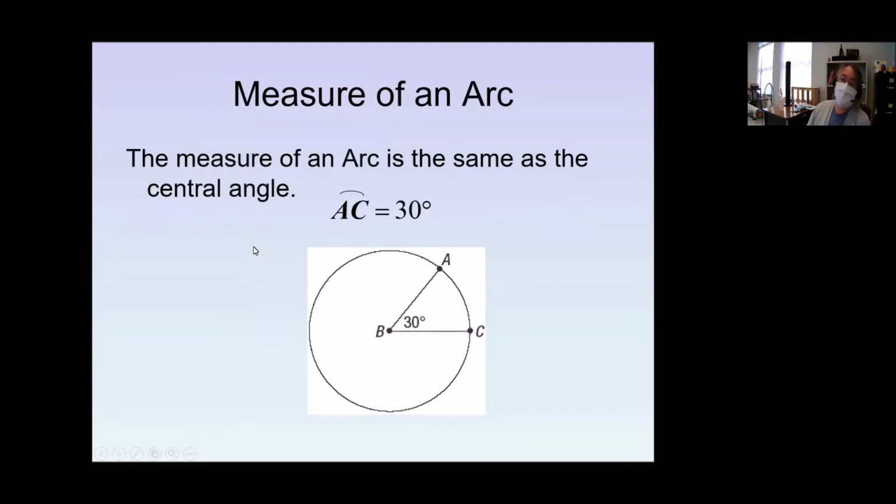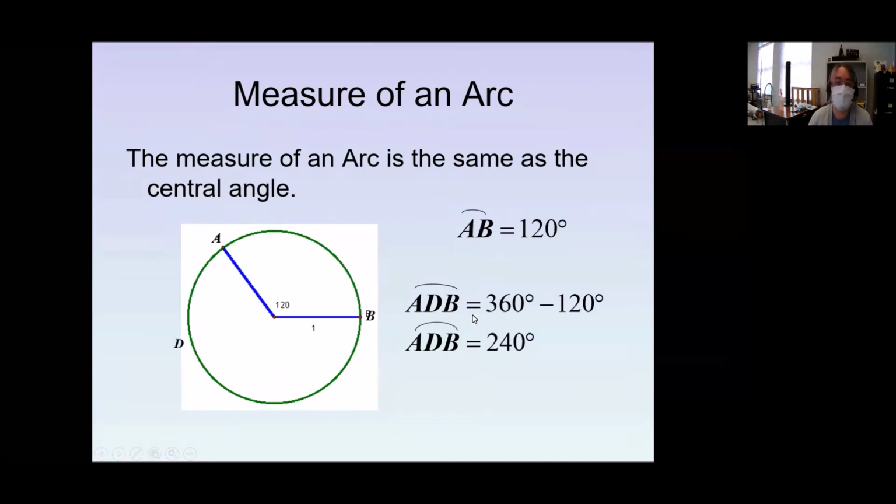The measure of an arc. The measure of an arc is the same as the central angle. So here, angle ABC is 30 degrees, and so arc AC is also 30 degrees. The measure of an arc is the same as the central angle. So here, arc AB is 120 degrees because that's what they tell us the central angle is. To figure out what the other arc is, what major arc ADB is, we would take the total of the degrees in a circle, 360, and subtract what we know, 120, and that other arc is going to be 240 degrees.